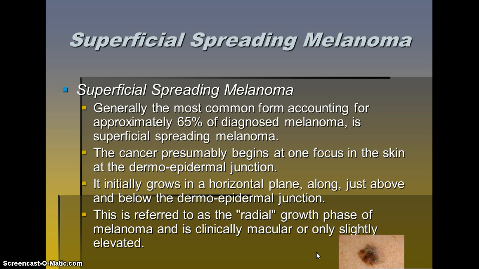It begins at one focus area on the skin, and then it's going to go across the dermal-epidermal junction, meaning superficially, across those junctions of the skin cells. It usually grows in a horizontal plane along and just above that junction area. This is often referred to as radial growth because you will see it grow in one spot and then radially spread out from there.